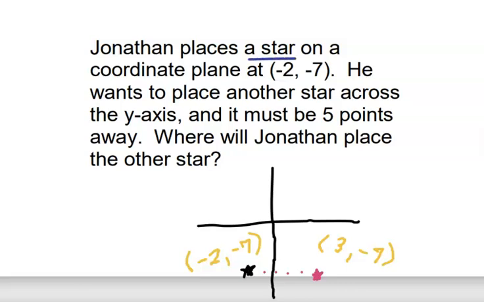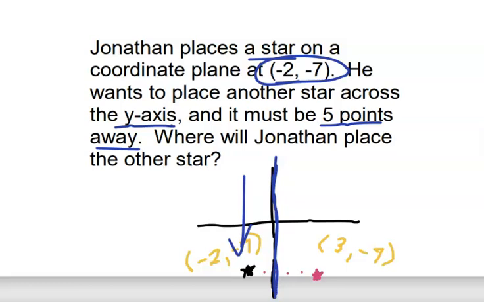Jonathan places a star on a coordinate plane at -2, -7. He wants to place another star across the y-axis. Okay, here's the y-axis. And it must be 5 points away. Where will Jonathan place the other star? Okay, so I did the first one here, at -2, -7. And then to move over 5 points, you could see I went 1, 2, that's 2 places. And then 3, 4, 5 to place the other star.